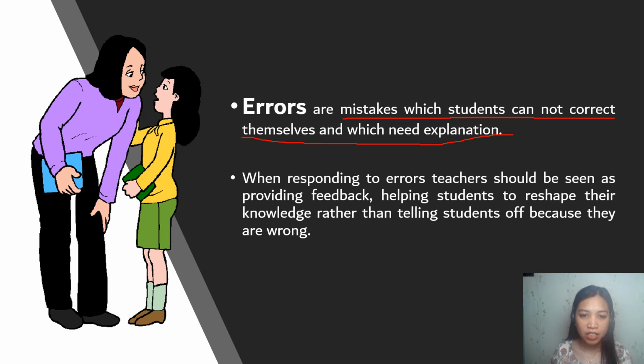When responding to errors, teachers should be seen as providing feedback, helping students to reshape their knowledge rather than telling students off because they are wrong. So when we observe our students made some mistakes in some particular topics, we have to provide them very helpful feedback to improve their understanding about that particular topic. Rather than telling students off because they made mistakes, we have to encourage them to realize what the mistake is so that they can correct themselves in the future.